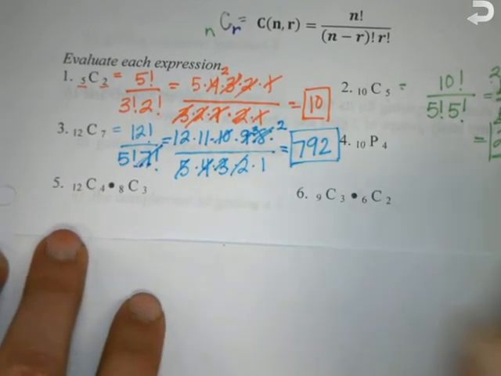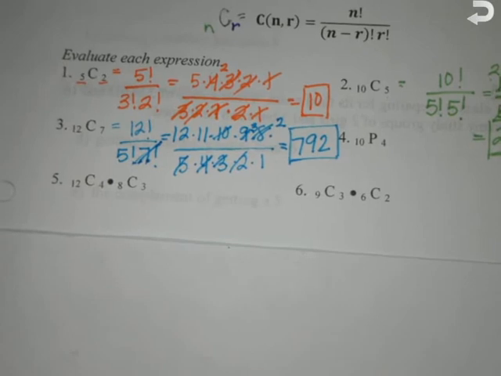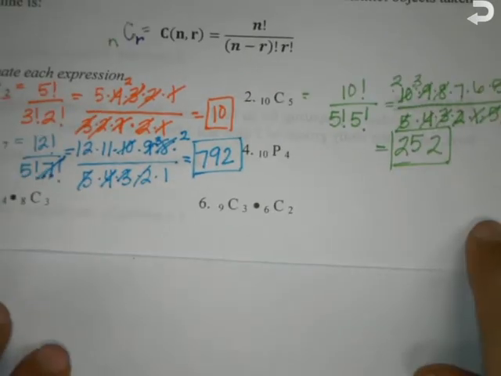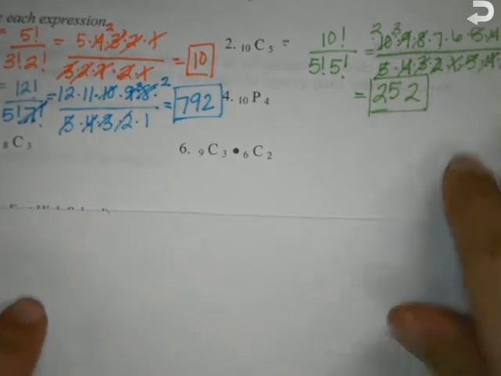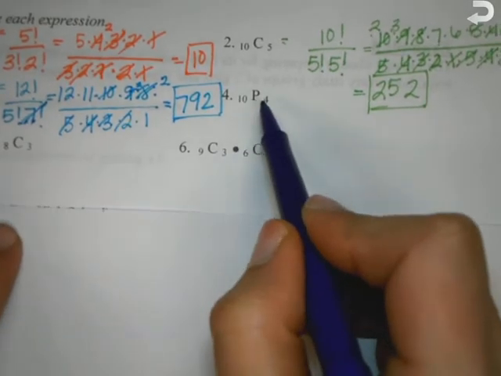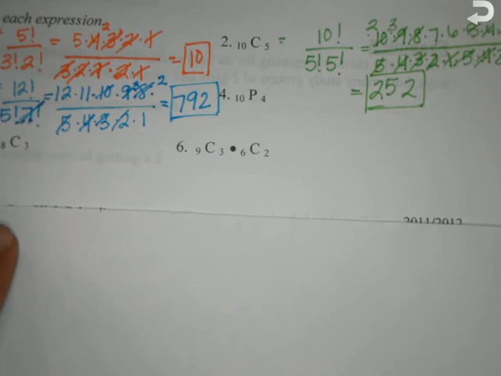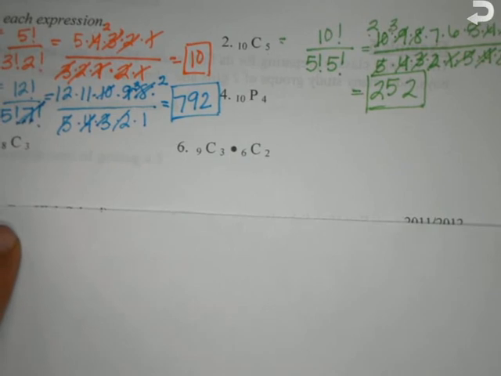Okay, so number 4 is a permutation, which is what we did yesterday. We have 10 objects, and we want to permute them 4 at a time. But in this case, the order does matter, so the formula is a little bit different.